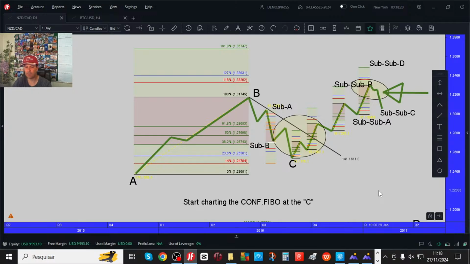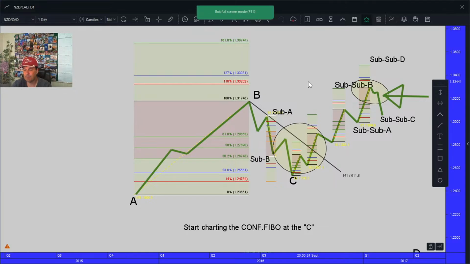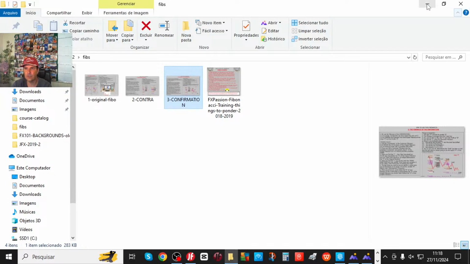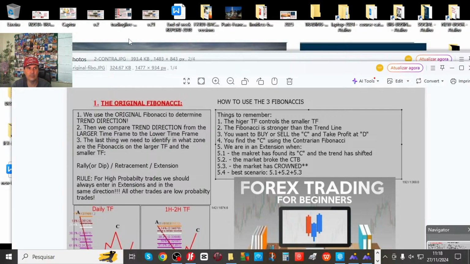Boss, what is hedge cap? I'm sorry everybody, my bad. What is hedge cap? Hedge cap is, we're talking about this one.